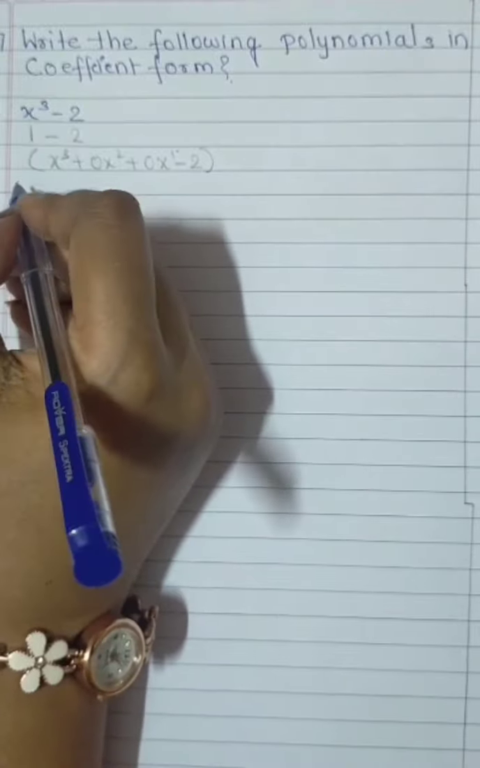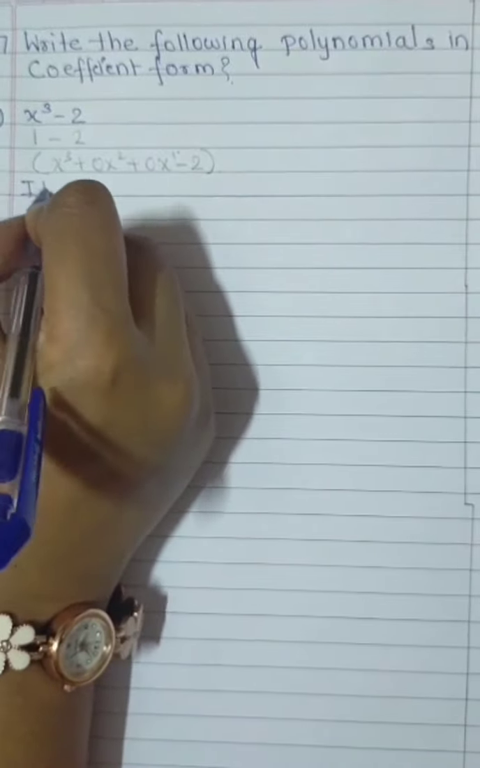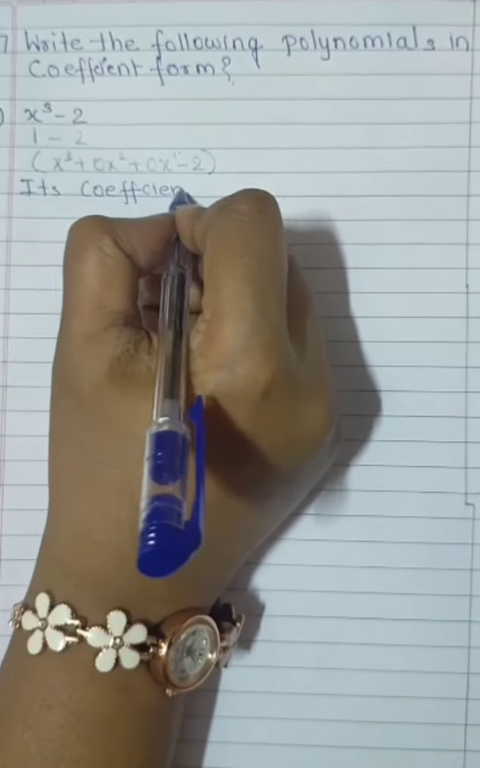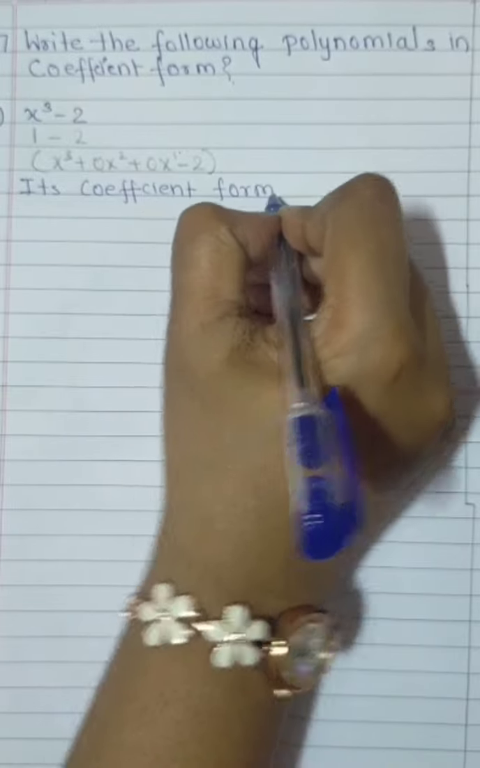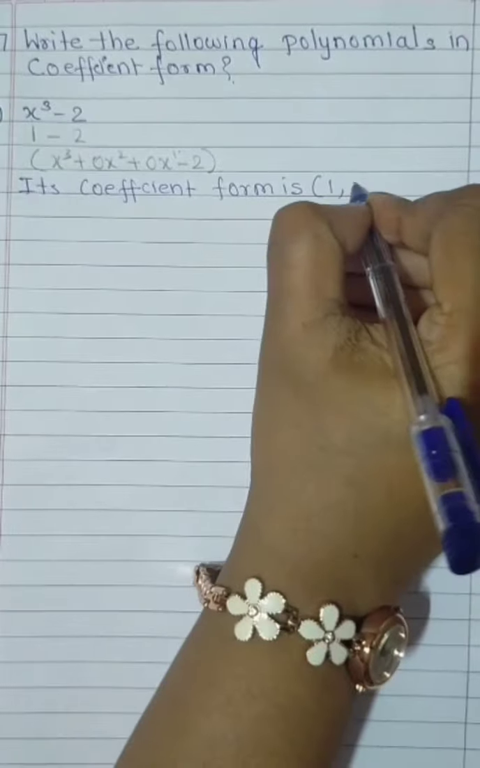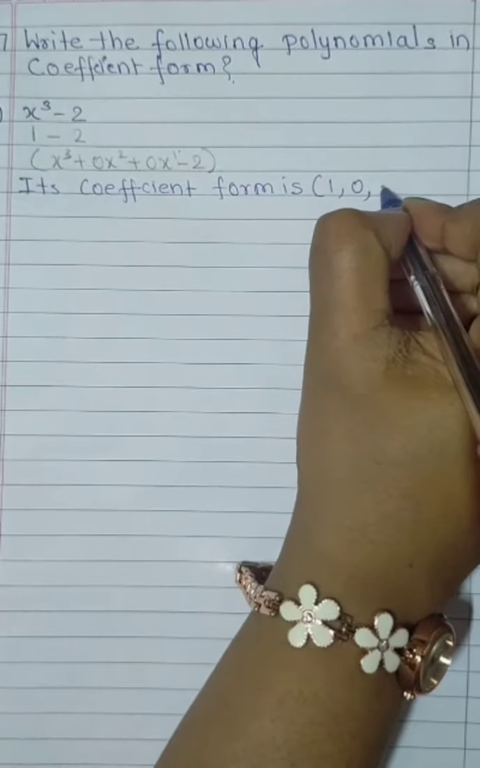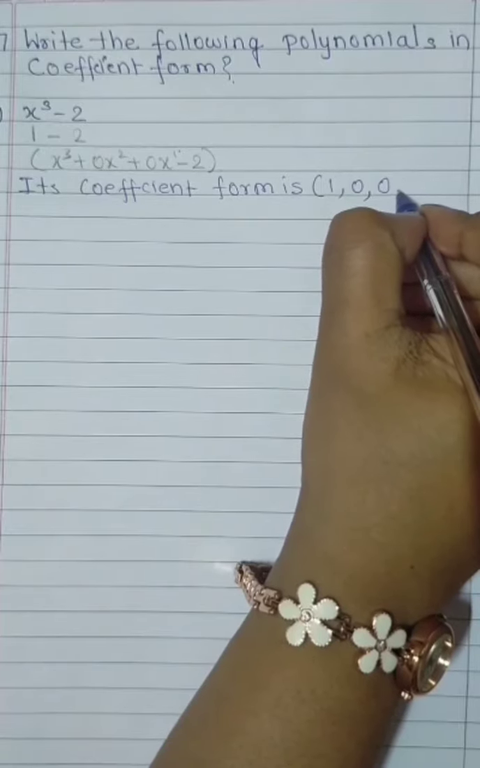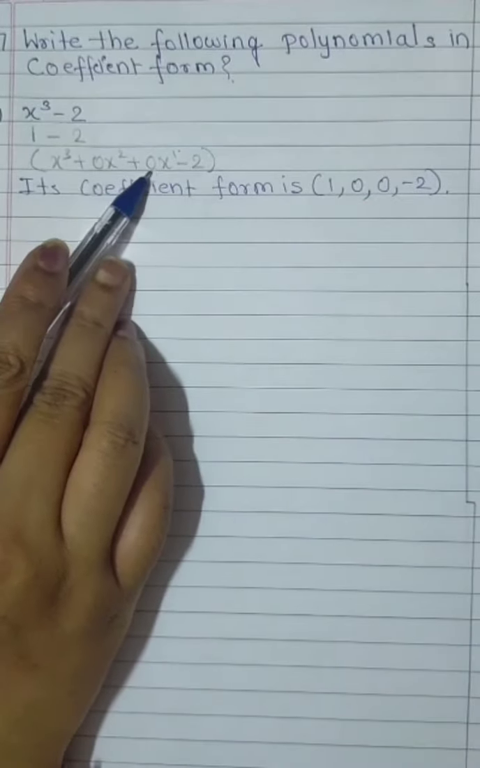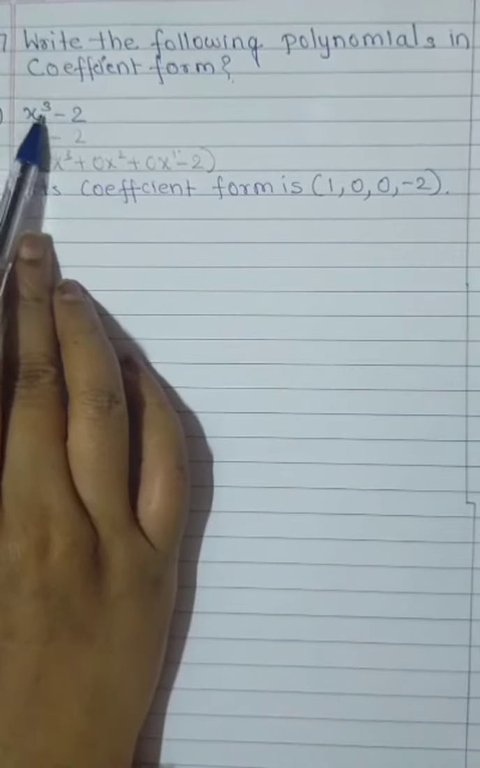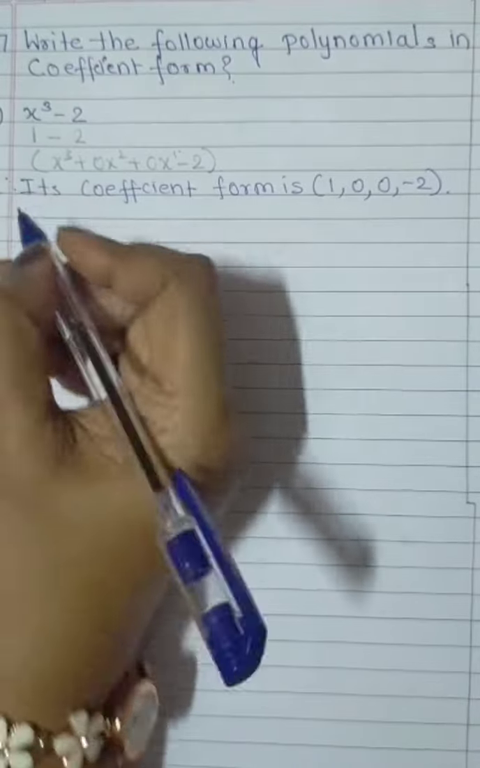So now we are writing its coefficient form. I am writing in brackets: 1, 0, 0, minus 2. It's the coefficient form of x cube minus 2.